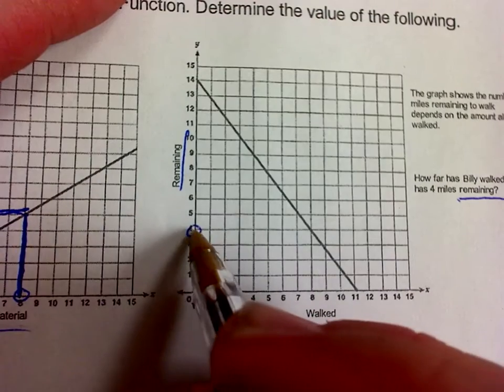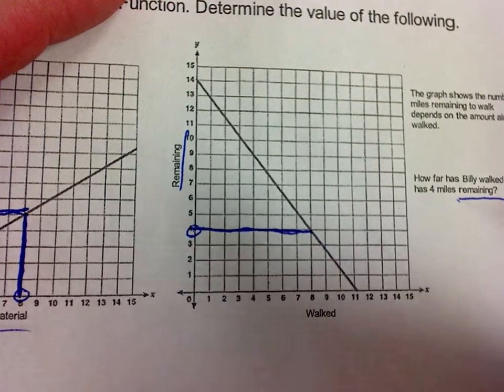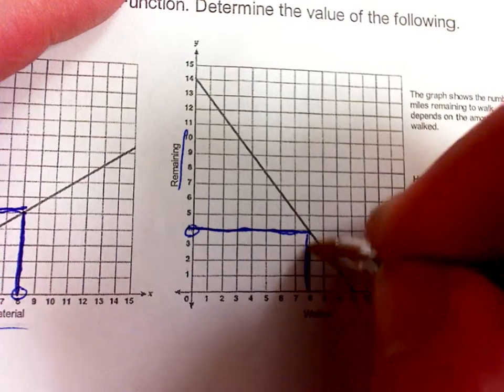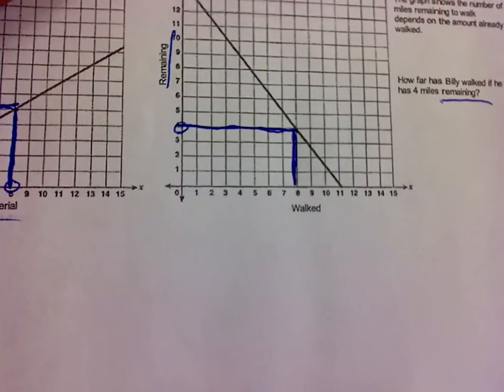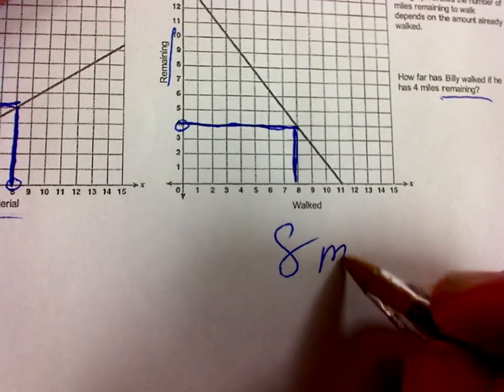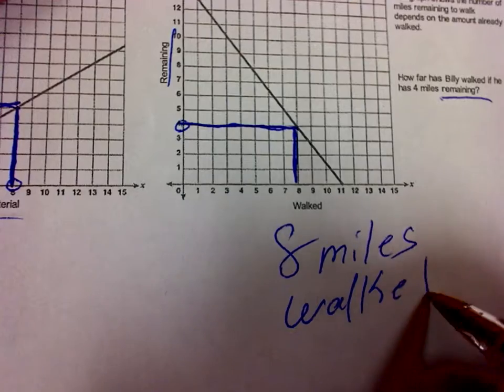We do the same thing. We're going to go straight to our graph, and then we go straight down to the other axis. We end up at 8. Okay? What that means is that he has already walked 8 miles.